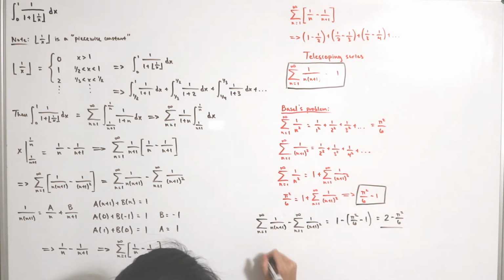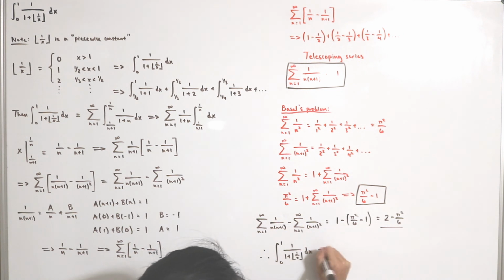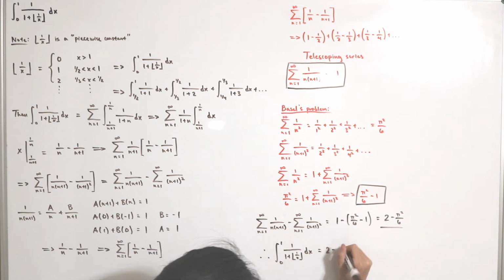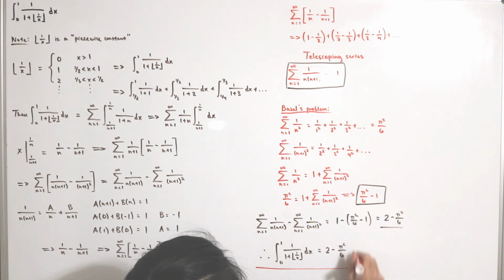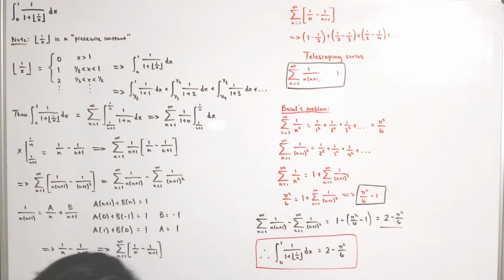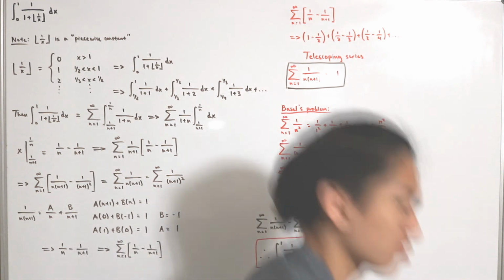So to reiterate, I can conclude that the integral from 0 to 1 of 1 divided by 1 plus the floor of 1 over x dx is simply equal to 2 minus pi squared divided by 6. And if you want to simplify this out, this is the same thing as 12 minus pi squared divided by 6. So that's our final answer, like so. Alright, that's pretty neat. Floor integrals are really interesting.